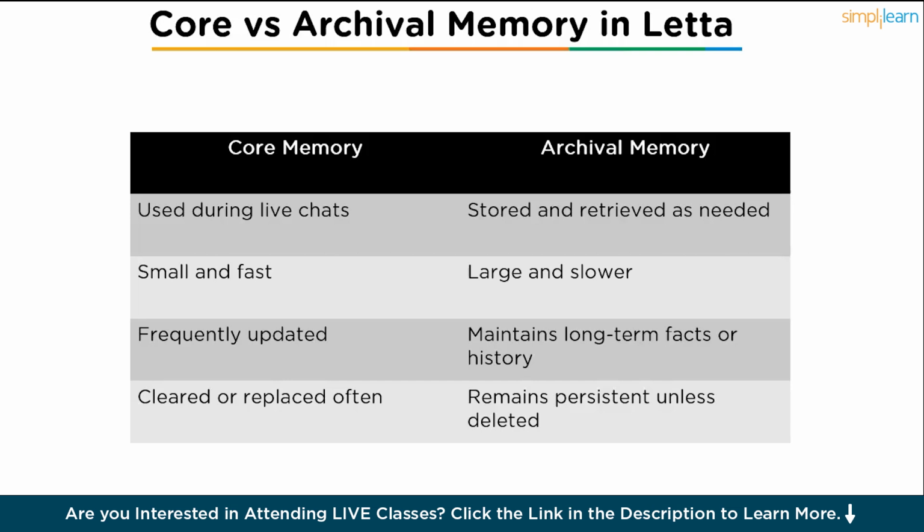Whereas archival memory in Letta acts as long-term memory, storing important facts, histories, and user preferences. It is large and slower, accessible only when required during the conversation or task execution. It is persistent unless specifically deleted, ensuring continuity across sessions. This balance between core and archival memory allows Letta agents to perform real-time tasks while maintaining long-term reliability and personalization.